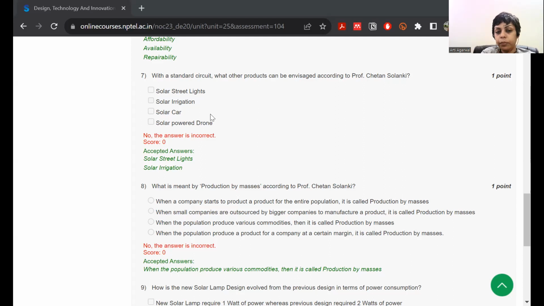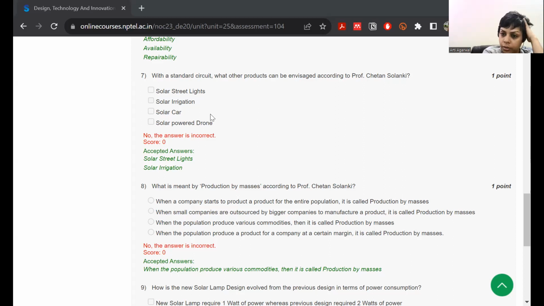With that, they made the whole lamp, but that design, a sort of modular design or a standard circuit, as he calls it, means you could make other products also, especially for rural usage, created in the same sort of way. The examples he gives are solar street lights. You can think of solar street lights being designed in that kind of modular way, and being locally repaired, locally manufactured and distributed.